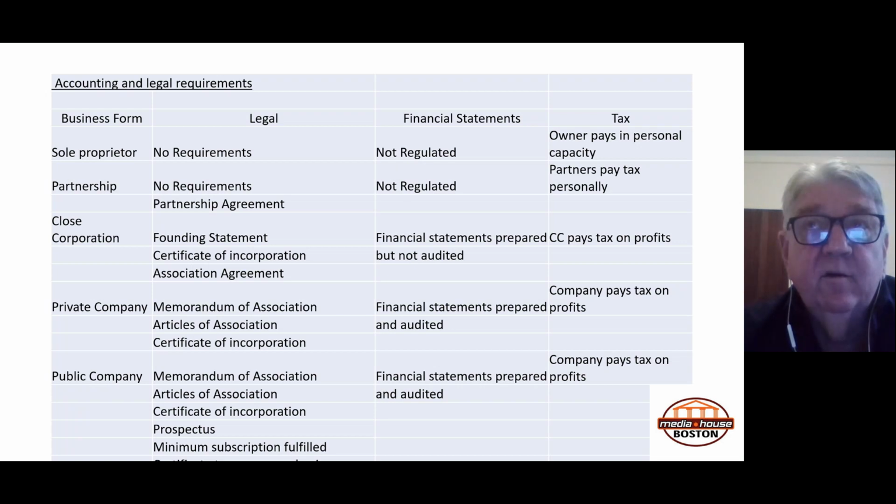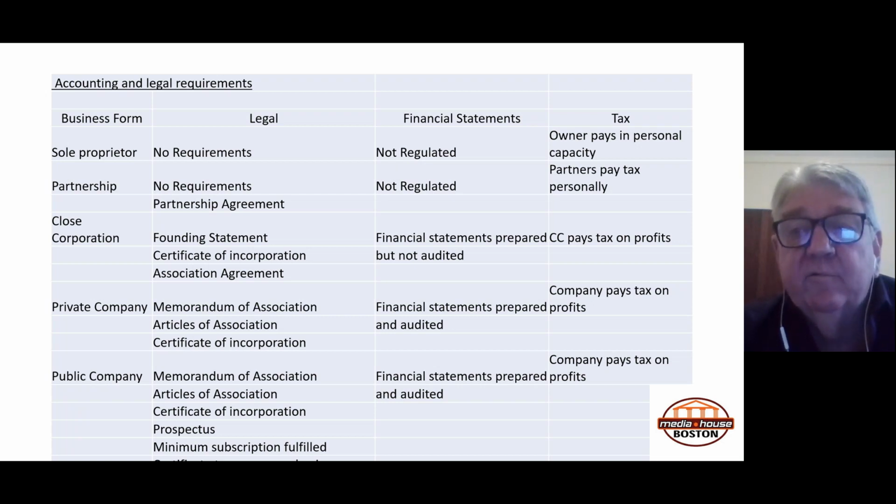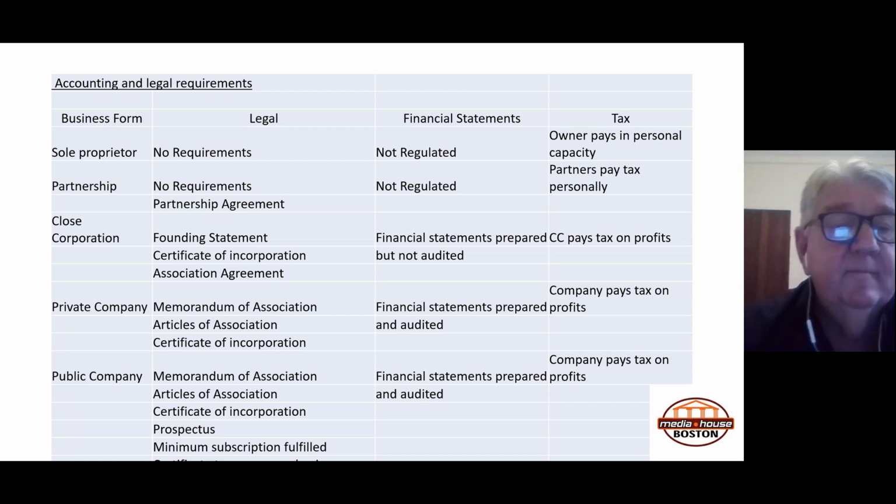And then it says, okay, but for us to list, we want to issue, let's say, 1 million shares. But for us to list the company, we must at least have 500,000 of the 1 million shares. People must apply for that, and we must know we're going to be able to sell at least 500,000 shares. So that's in the prospectus, and then the minimum subscription fulfilled says, okay, we have got 500,000 shares sold. So that's what the legal requirements are there. Financial statements are prepared and audited, and the company pays tax on its profits.